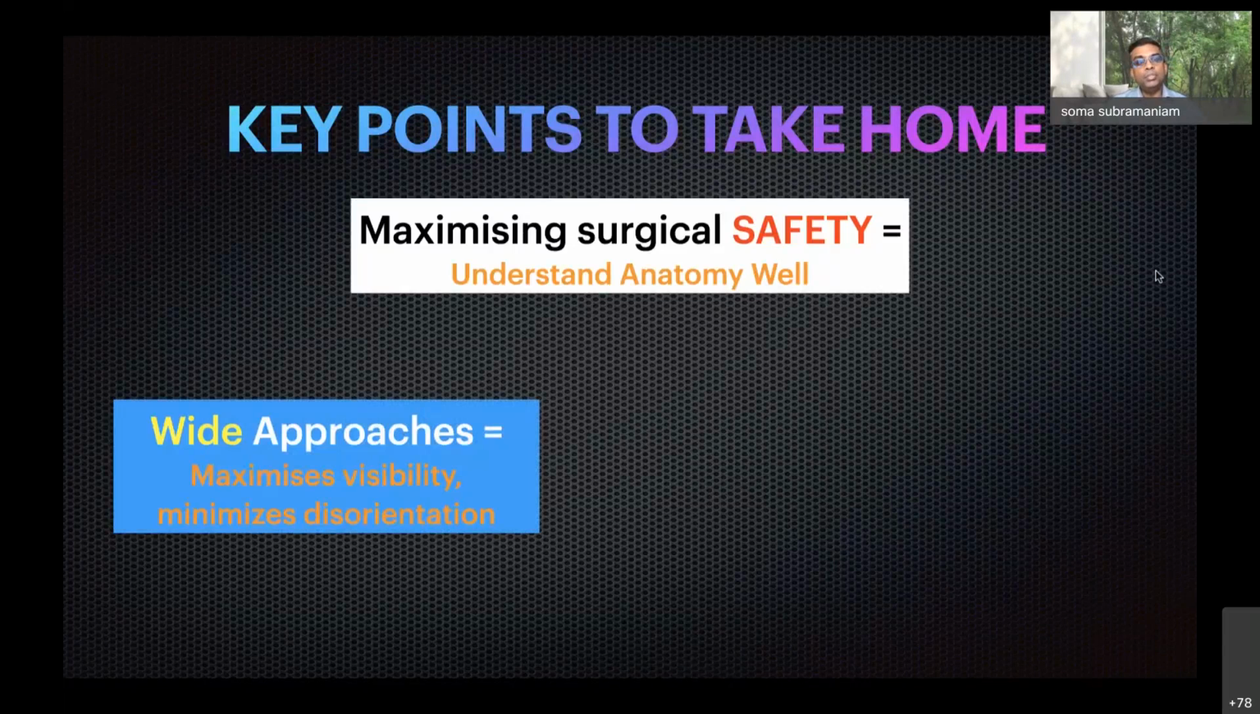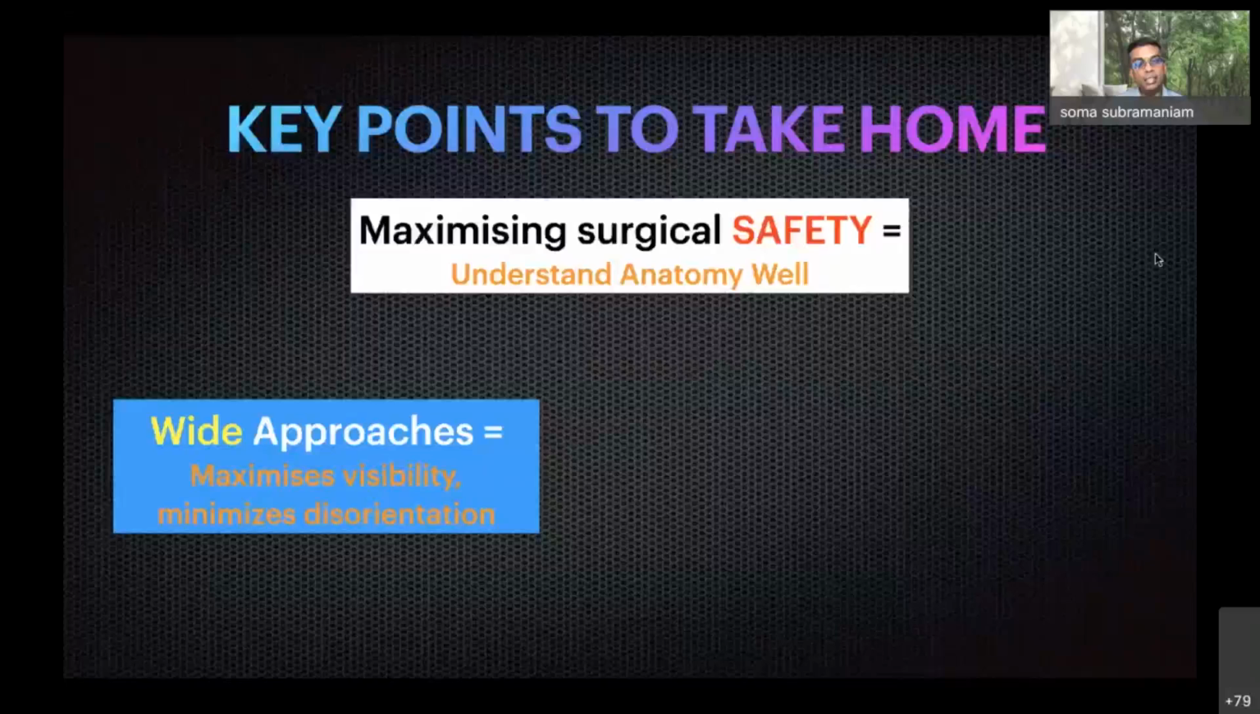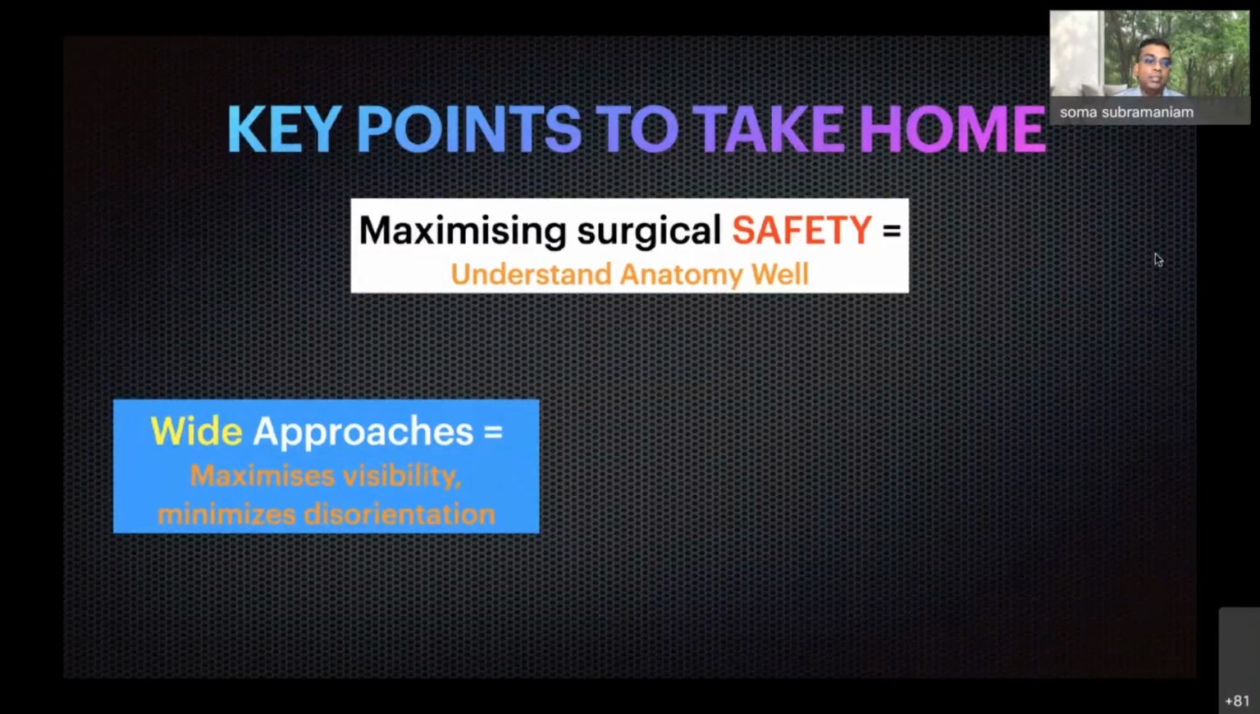The second key point is basically, in today's day and age, we want to use as wide an approach as possible, because remember that the wider your approach is, the better your visibility is, and that is the main factor that minimizes disorientation. And I will tell you that the main reason for complications related to sinus surgery is disorientation of the surgeon. We think that we are in a certain place, our mind tells us we are in a certain place, but in reality, we are actually in a different place. And in the sinuses, as you can imagine, that can be an absolute disaster.